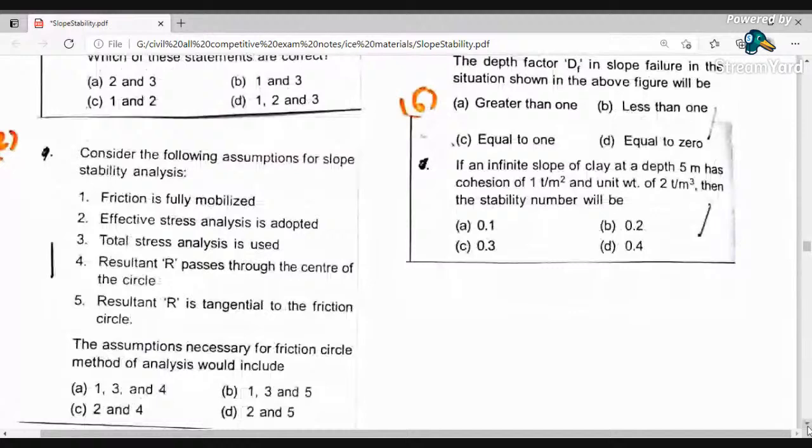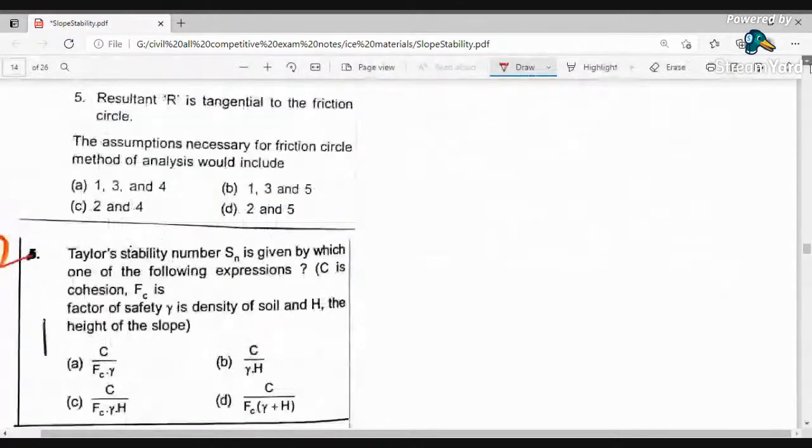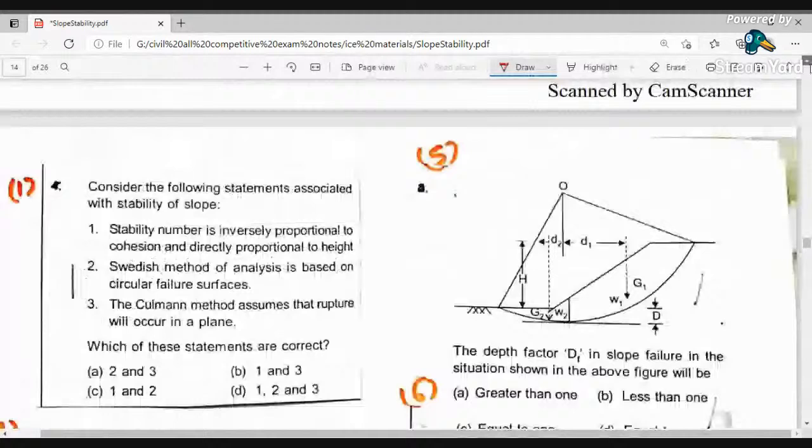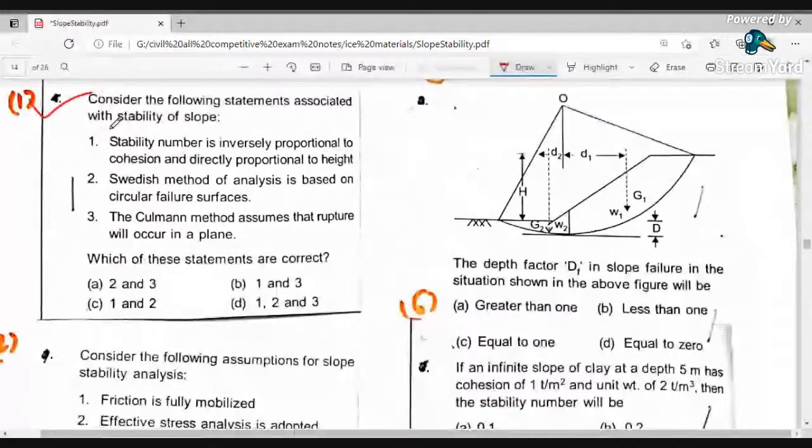So some MCQs come on this, so you should try these MCQs. This is an MCQ on the stability number and its relations. Then we have considered some assumptions. Based on all this, we can go for the exercise.